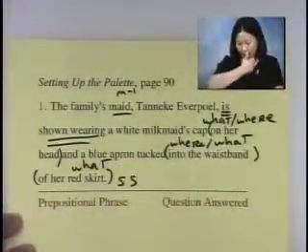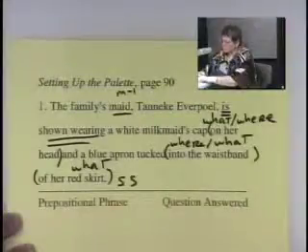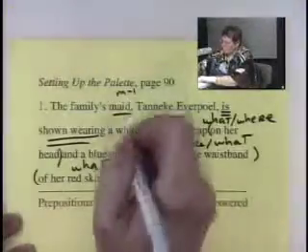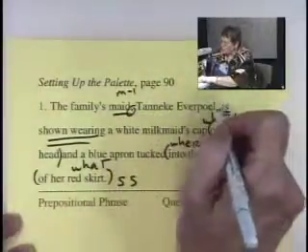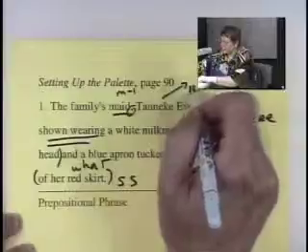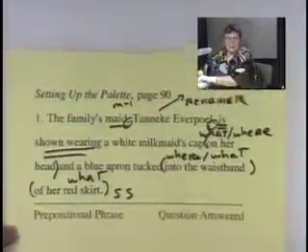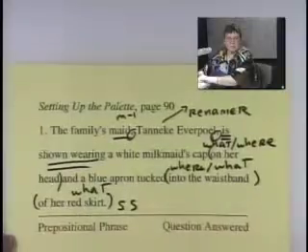And again, you write them out. I'm being lazy. Scott? Could you say that the subject was Tanneke Everpole instead of maid? No. Circle the comma after maid and circle the comma after Everpole and mark this a renamer. Technically, it's called an appositive. We don't need to call it that. We can just call it a renamer.